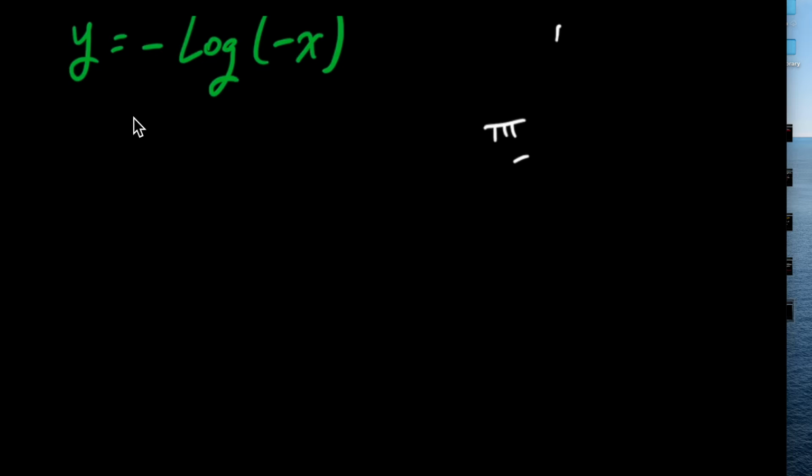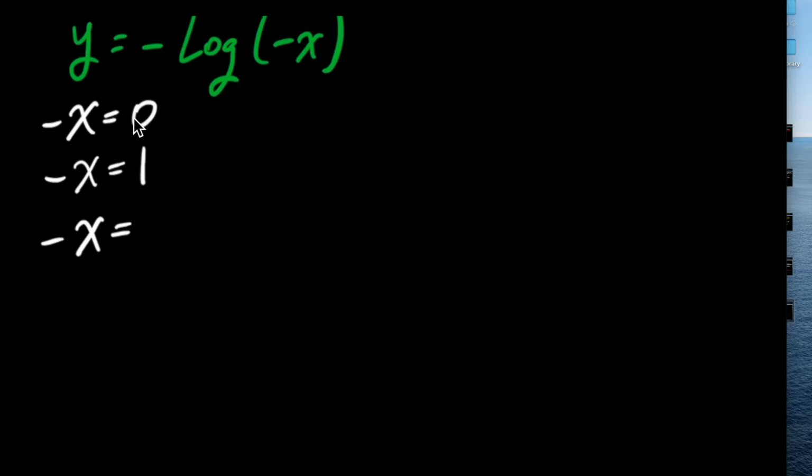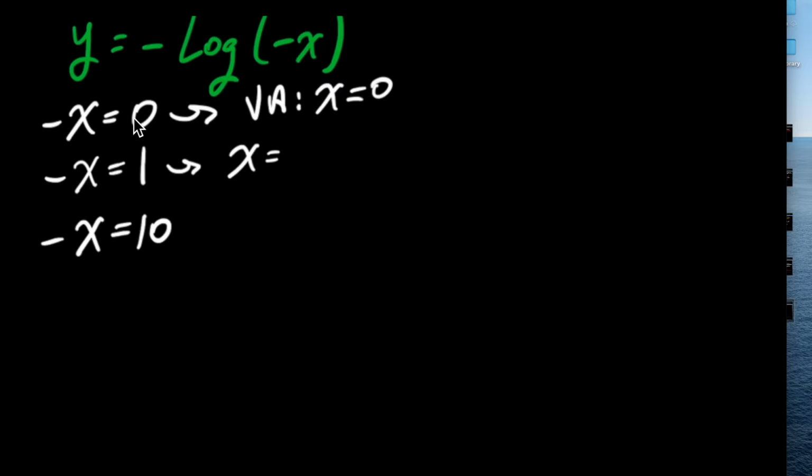First thing we do is we're going to set our argument to 3 things. We're going to set it equal to 0. That's going to give us our vertical asymptote. We're going to set the argument equal to 1, and we're going to set the argument equal to the base. If we solve for x, our vertical asymptote is going to be at x equals 0. Here we're going to solve for x, and we're going to get x equals -1, and then we're going to get x equals -10. We are going to take this and plug it in for x to get our y value.